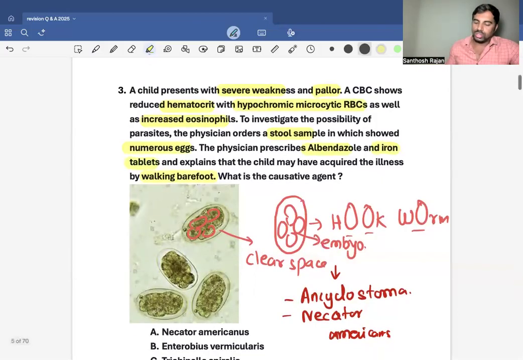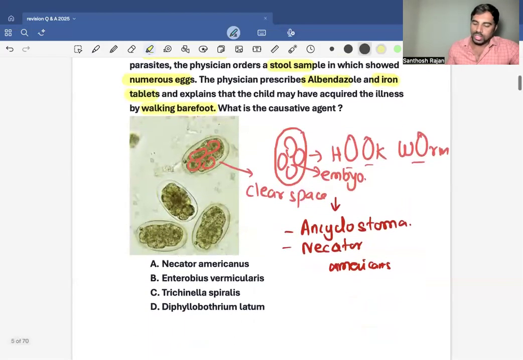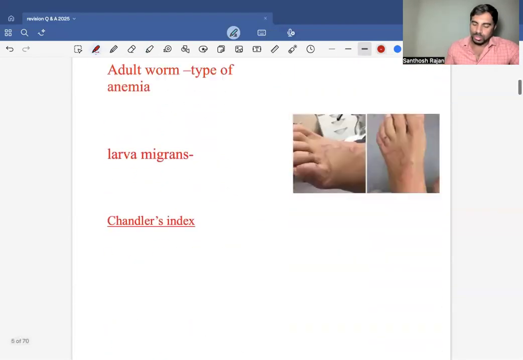So all this together, my option is going to be either Ancylostoma or Necator hookworm. Here we have been given only Necator, so Necator is our answer. Okay, so Necator americanus will be our answer. Now some important points here.